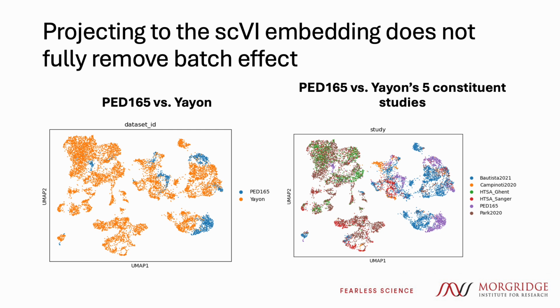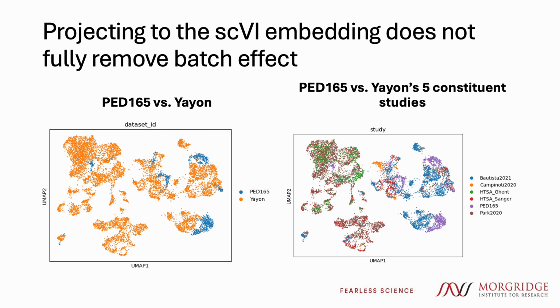When we project the data from different studies into an scVI embedding, some batch effect remains. The UMAP on the left shows a patient sample and the Yayon thymus cell atlas. Although the clustering of cells is driven primarily by major cell types, some batch effect remains as well. The Yayon atlas itself is composed of 5 studies. The plot on the right shows that there is a batch effect between those studies as well.